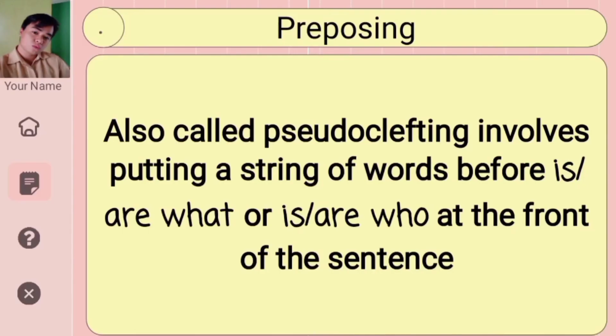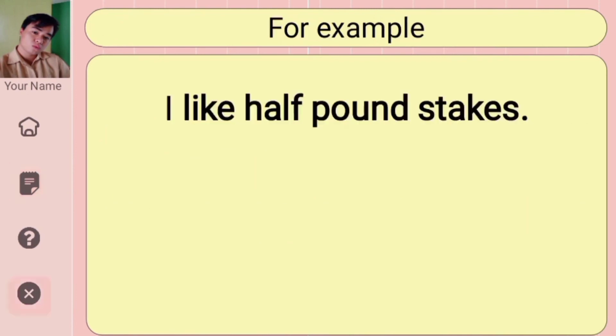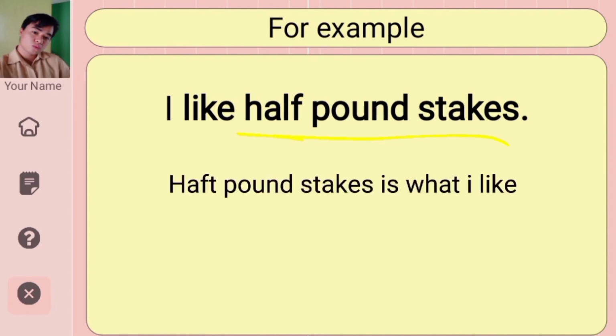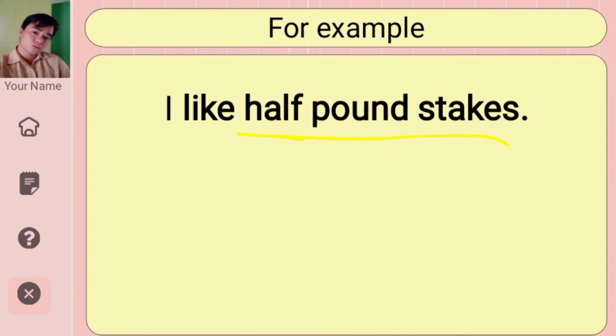The next one is preposing, also called pseudo-clefting. It involves putting a stream of words before "is" or "are what," or "is" or "are who," at the front of the sentence. For example, I like half-pound steaks. Preposing would be taking a constituent, half-pound steaks, and preposing it to the beginning of the sentence. So you would say, half-pound steaks is what I like. If it works, then it's a constituent.